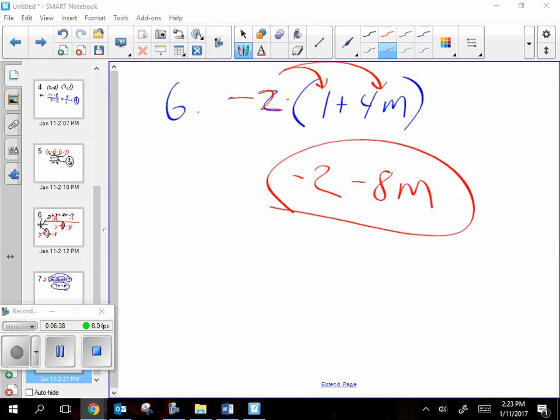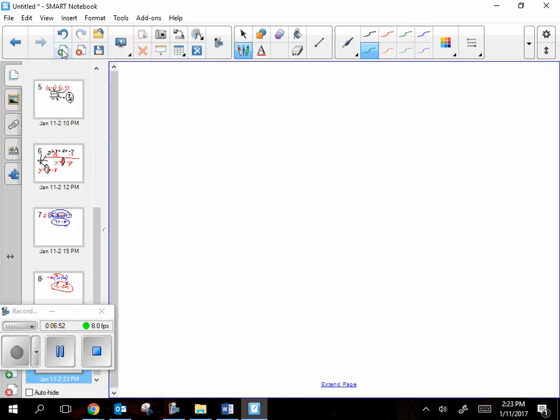But the 2 and the 8 don't have the same family. The 2 is just in the number family, and the 8, that's a whole bunch of m's. That could go with other m's, but not with anything else. They have to be like terms. All right, so let's move on to the next kind of problem, which would be like number 10.